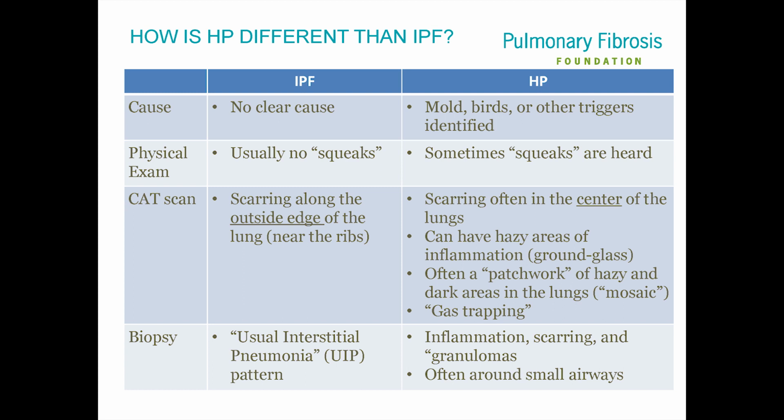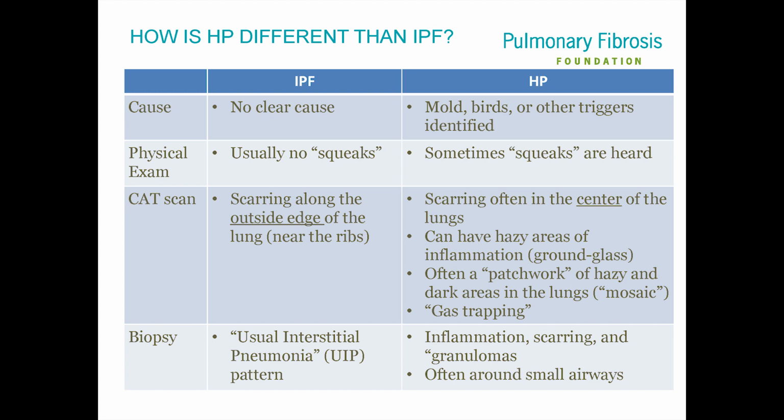When we use the word ground glass to describe the appearance on a CAT scan, we simply mean there are hazy areas in the lung, and those hazy areas could be inflammation. It could be other things too, but in some cases are inflammation. And then you may hear doctors use the word mosaic, and what we mean by that is that there's a patchwork of hazy and dark areas in the lung, kind of alternating patterns. And I'll show you an example of that.